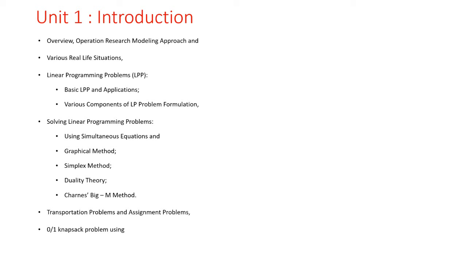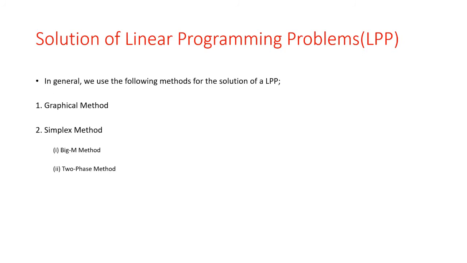Okay, so the next part is solving linear programming problems. There are different methods used. In general, we use the following methods for the solution of a linear programming problem. The first method is the graphical method and the second method is the simplex method. The simplex method is again categorized into two techniques, that is the big M method and the two phase method. In today's session we discuss what is meant by the graphical method and how to solve the problem using a graphical method.